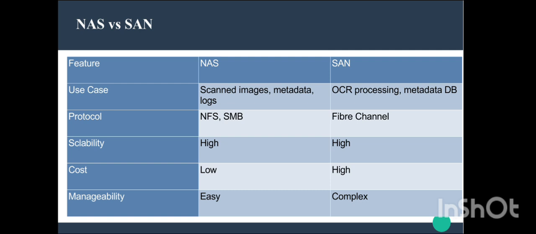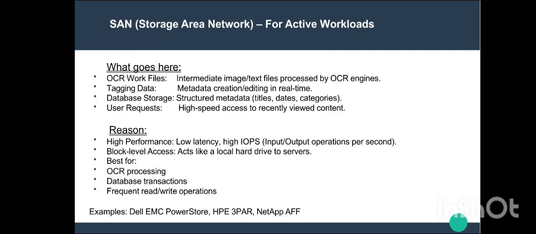Here we can compare NAS and SAN. NAS is used for storing scanned images, metadata and logs. SAN is used for optical character recognition processing and metadata databases. NAS uses protocols like NFS and SMB, while SAN uses Fibre Channel. Both are highly scalable, but NAS is low cost and easier to manage, while SAN is costlier and more complex. So now we are going to see what each type of storage we are going to use.